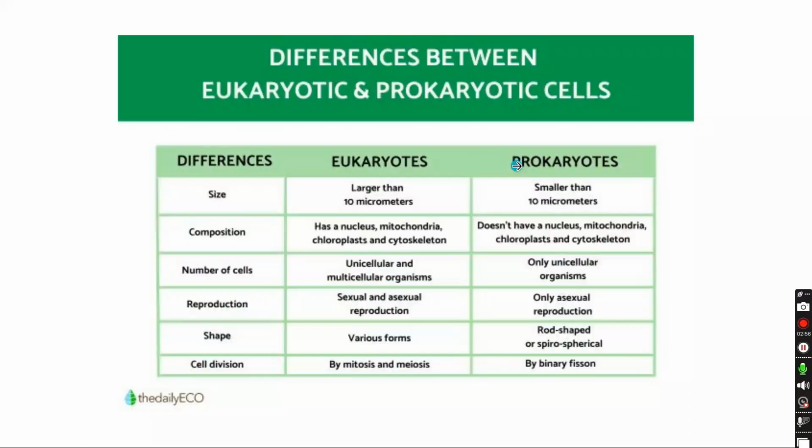Here are the exact differences you need to know for your exams. In size, eukaryotes are much larger, over 10 micrometers, while prokaryotes are tiny, smaller than that. Now, the nucleus: eukaryotes have a dedicated nucleus protecting their DNA, while prokaryotes do not.